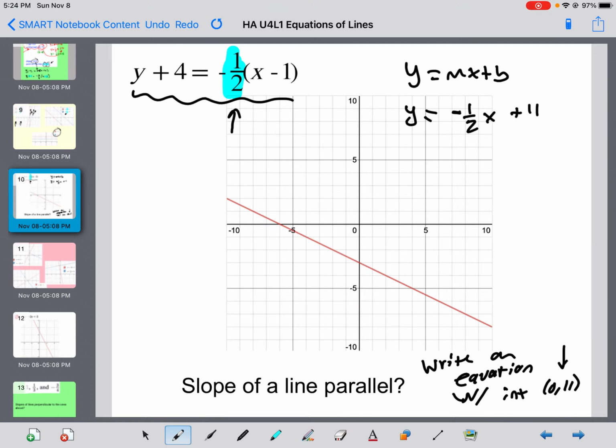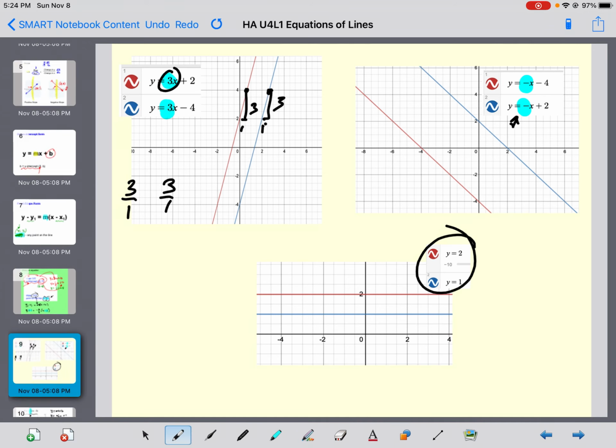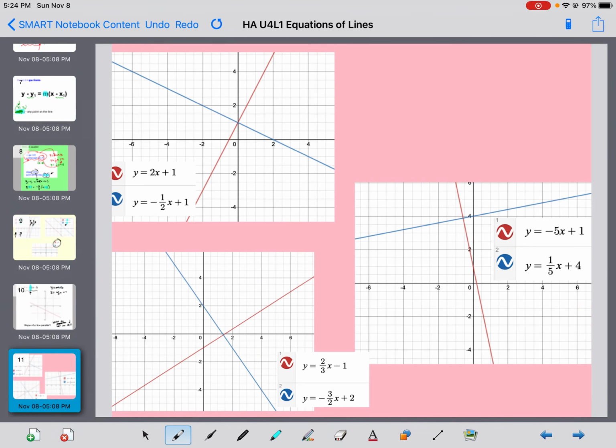If parallel slopes are the exact same here, perpendicular slopes are going to be the exact opposite. So if you start with 2 as your slope, the exact opposite of 2 would be make it negative, and then reciprocal. Flip it around. Same thing here. If my slope starts at 2/3, if I want it to be perpendicular, right, make a 90-degree angle here, I'm going to make it the exact opposite. So I'm going to make it negative, and then flip it around.